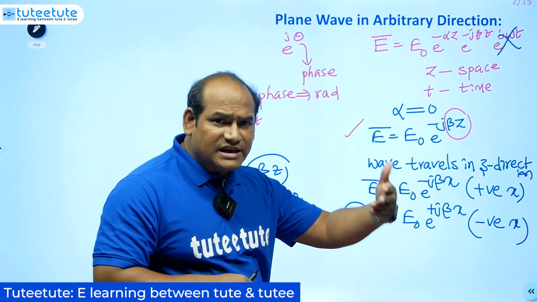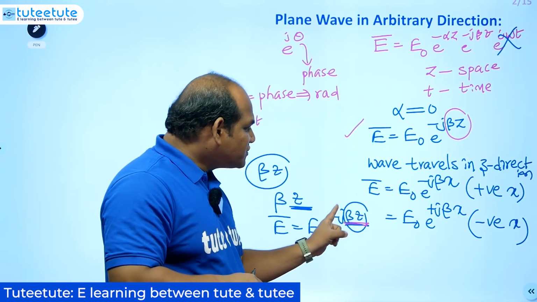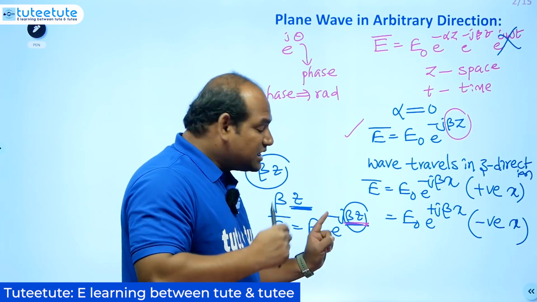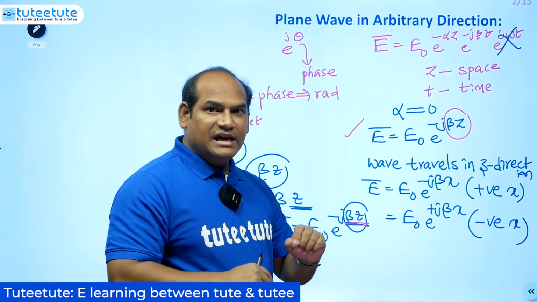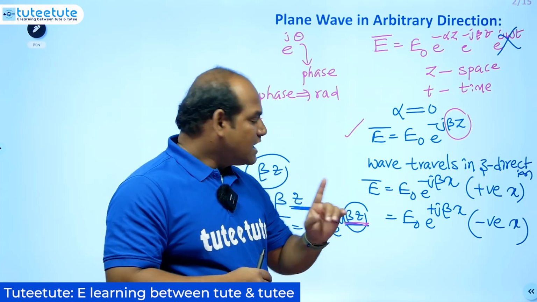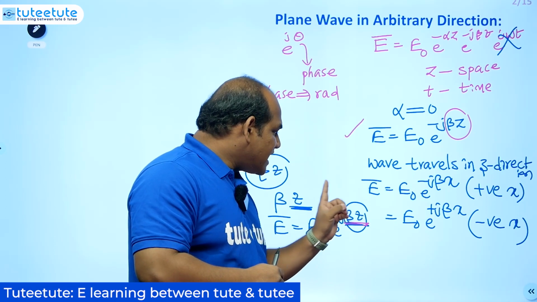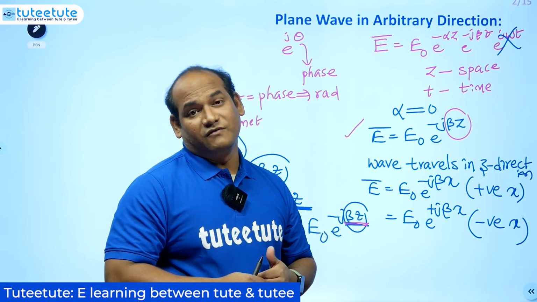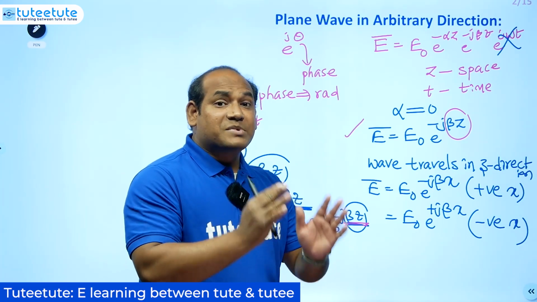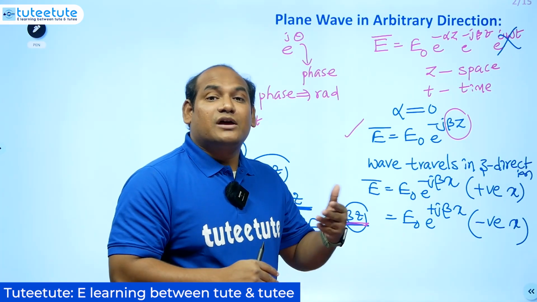If it is traveling in the x direction, e power minus j beta x. If it is traveling in the y direction, e power minus j beta y. Like that we will give. If it is negative z, negative x, negative y, then plus j beta z, plus j beta x, plus j beta y. Like that we will modify that. So here mainly the representation of the electromagnetic wave we are going to see.